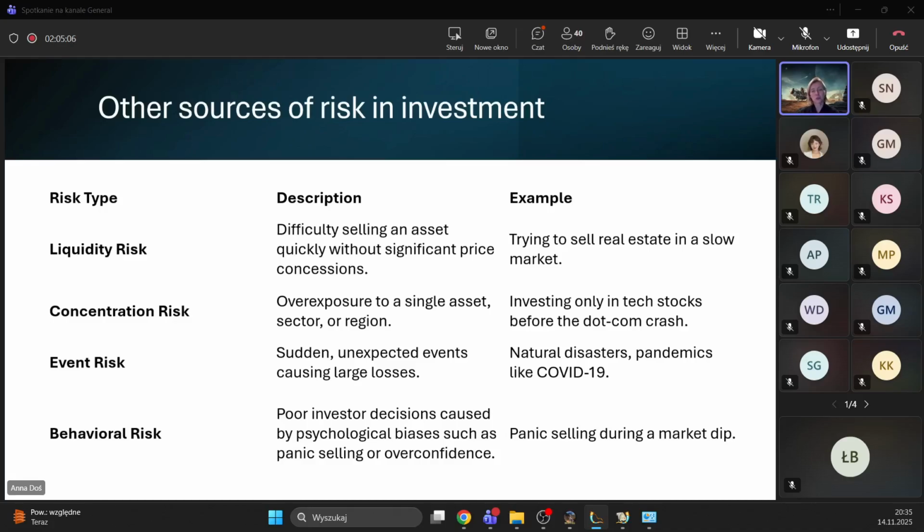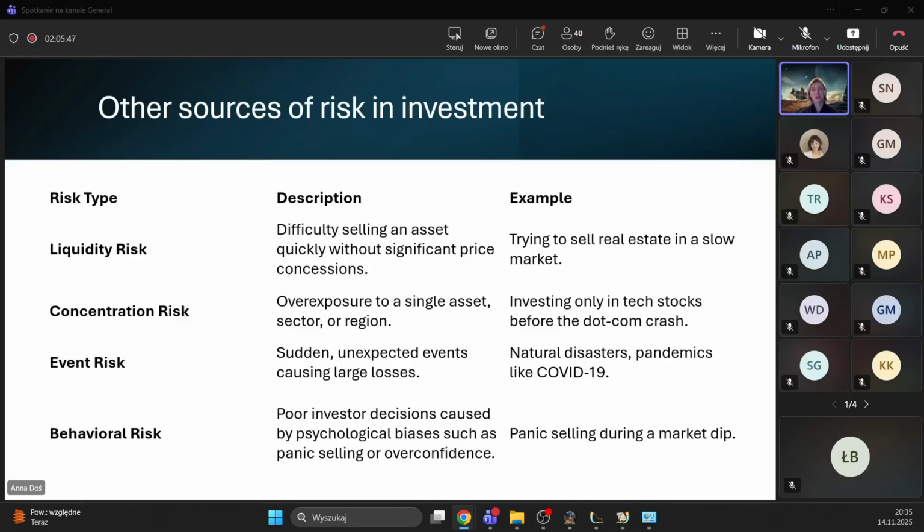There are obviously other sources of risk in investment which are related neither to systematic risk nor to specific risk. It is not related to changes in prices, but to the situation in the market and investors' decisions. First of all, a very important risk is the liquidity risk. It is related to the difficulty or ease of selling an asset quickly without significant changes in the prices. This liquidity is often measured with the bid-ask spread.